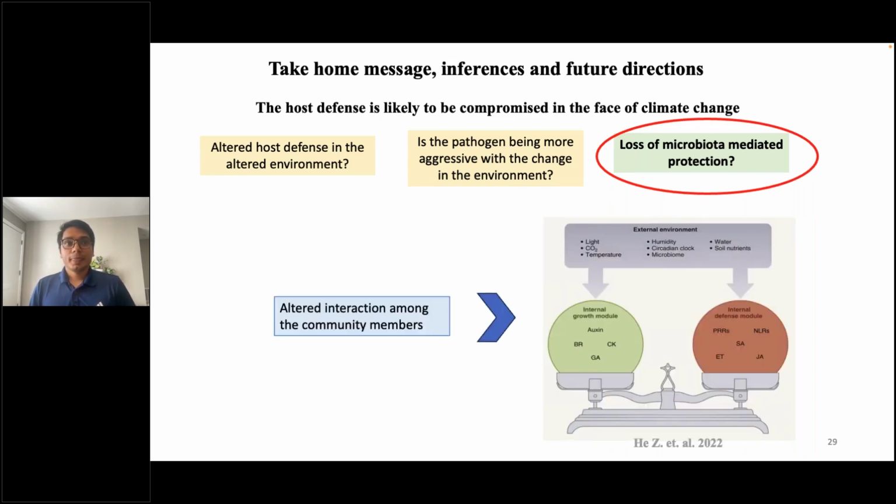So in the future, as we saw the altered interaction among these community members, can this be used to offset the growth-defense trade-off? It has been suggested that the microbiome could be one of the main factors that can contribute towards the balance of this host defense trade-off. So can we restore these functions or the interaction of these microbial communities that we see change in the presence of these various biotic and abiotic stresses, and balance this host defense trade-off?